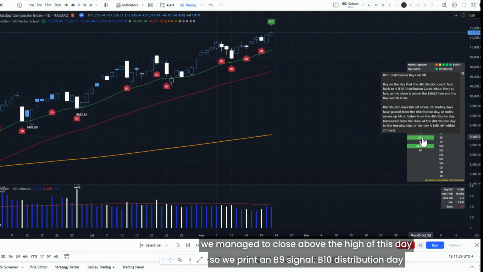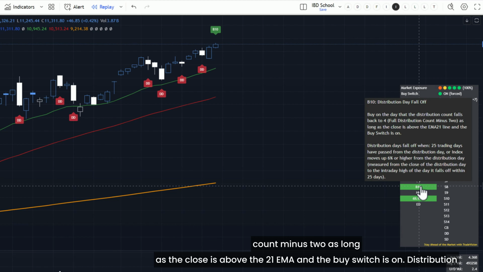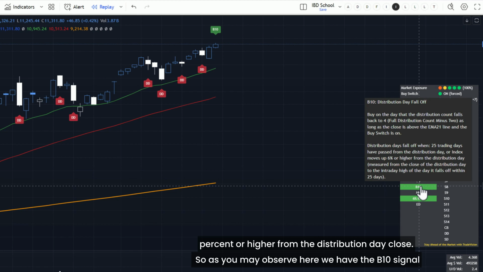B10, distribution day fall off. We buy on the day that the distribution count falls back to 4, or else full distribution count minus 2, as long as the close is above the 21 EMA and the buy switch is on. Distribution days fall off when 25 trading days have passed from the distribution day or the index moves up 6% or higher from the distribution day close.